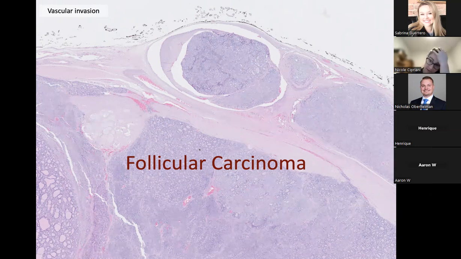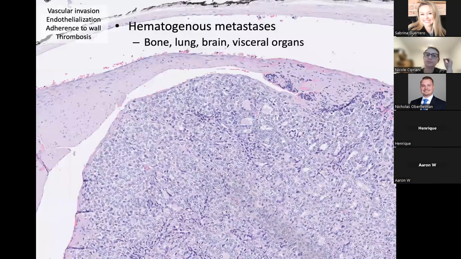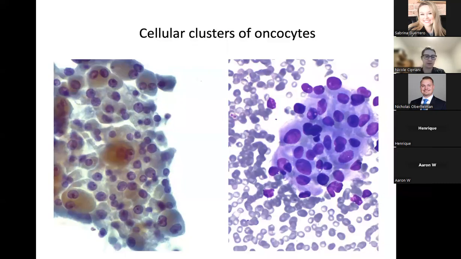Hence why you cannot make this distinction on cytology, and you need histologic examination of that capsule of that periphery. All right. Because follicular carcinomas enter usually venous type of vessels, these can hematogenously metastasize to visceral sites like bone, lung, brain, liver, etc., which you'll see later is going to be in contrast to papillary carcinoma, which spreads more lymphatically. Okay, so that's follicular.